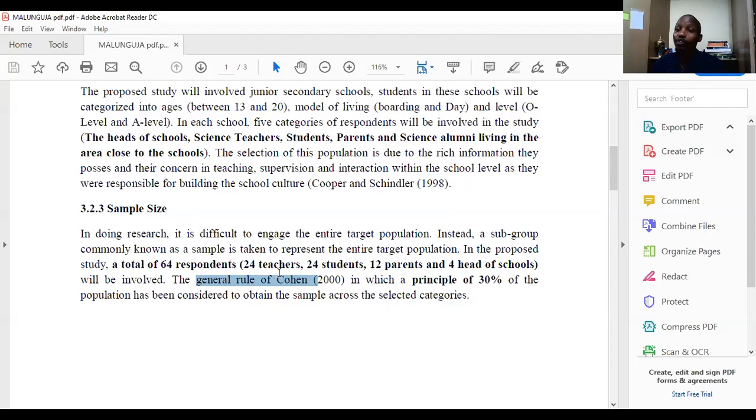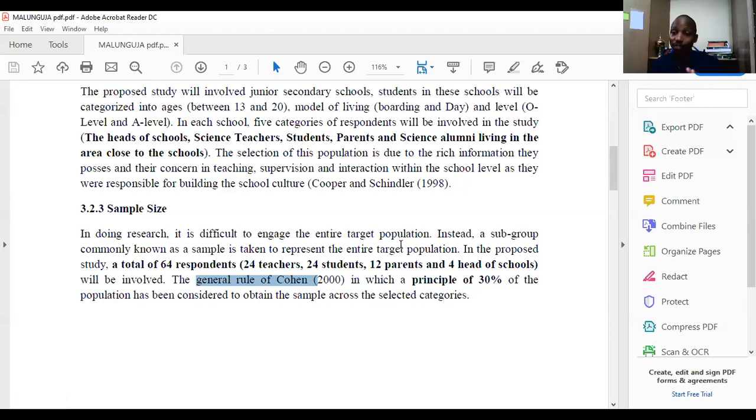And so far, we also have some formulas we can use to determine the sample size. I will use other examples next time to show some formulas on how we can determine the sample size.